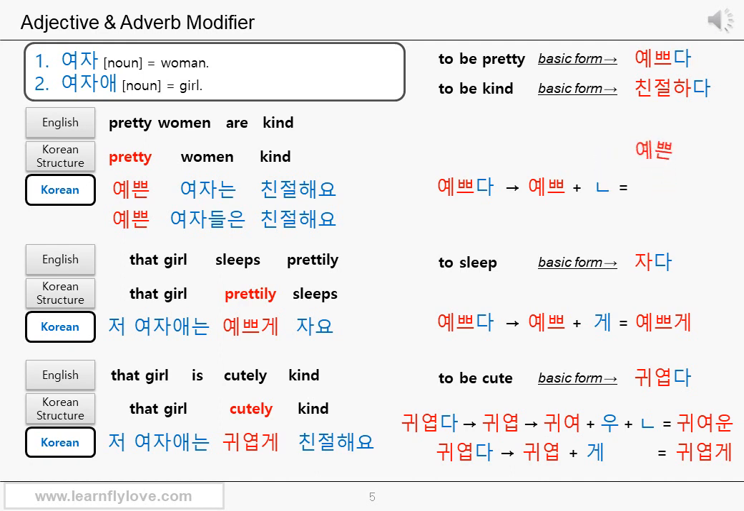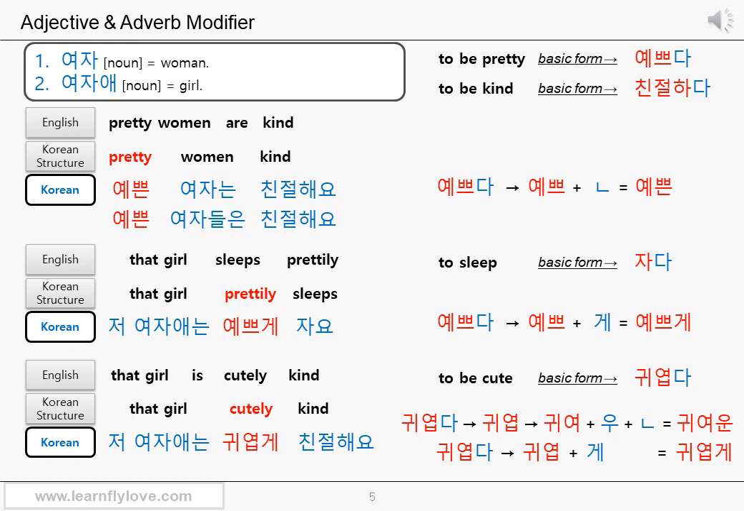So it becomes 예쁜. Women is plural. But you can use a singular form when you talk about something as a group. So you can just use the singular form 여자. Yes, you can use plural 여자들 too. 예쁜 여자, pretty woman. It's easy, right? The adjective kind is a predicate.